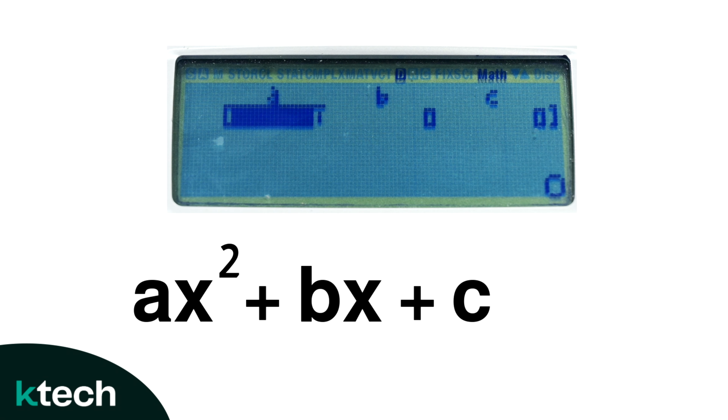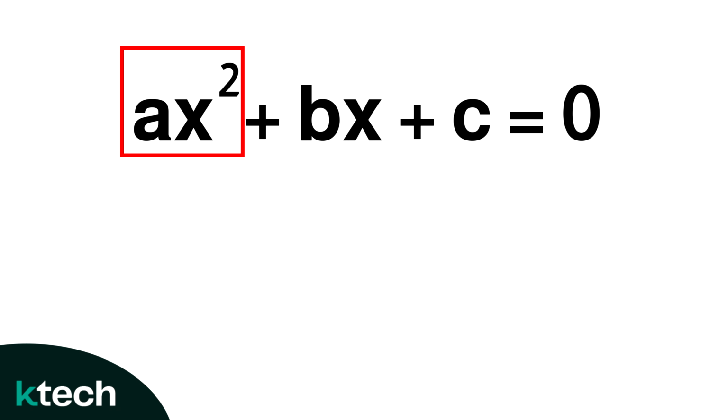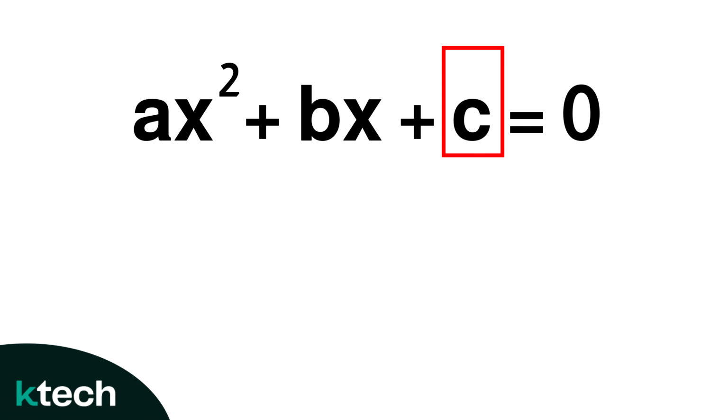Notice that a quadratic equation in its standard form has 3 variables, and they are ax squared plus bx plus c equals 0. A is the coefficient of x to the power 2, b is the coefficient of x to the power 1, and c is the coefficient of x to the power 0. That nobody writes it because it equals 1.